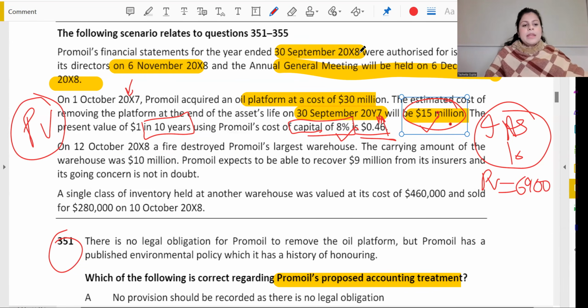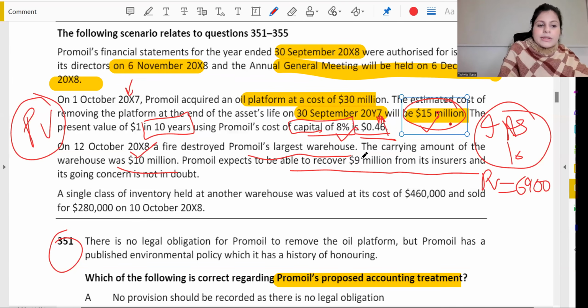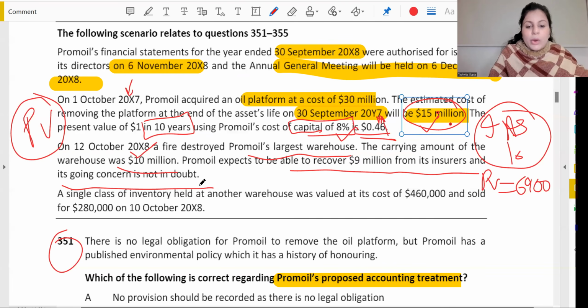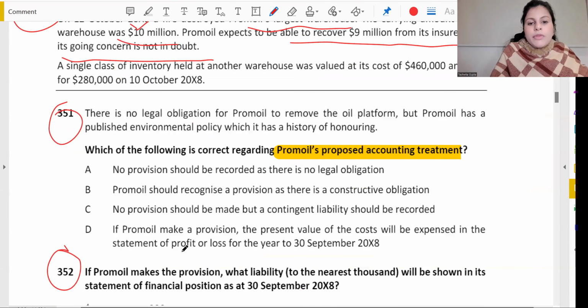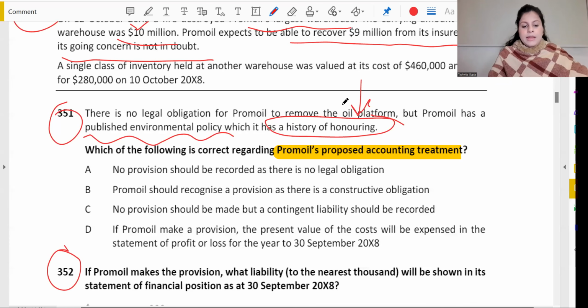Awesome. Let's move on. On 12 October, next year, a fire destroyed Promoil's largest warehouse. The carrying amount of the warehouse was 10 million. Promoil expects to be able to recover this much from its insurers, and its going concern is not in doubt. So what is the question basically? They are saying there is no legal obligation for Promoil to remove the oil platform, but Promoil has a published environmental policy which it has a history of honoring. So what should I do for this?